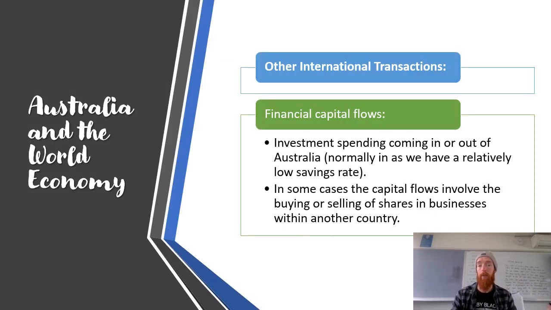We have financial capital flows. So we've got investment spending which comes into or out of Australia. Normally in, as we have a relatively low savings rate in Australia, which means that we have a lot more debt than we have savings in our accounts, and therefore we're usually reliant on foreign investors investing in businesses in Australia to increase our capacity. And in some cases, the capital flows involve the buying and selling of shares in businesses within another country. So we might be buying the shares in businesses overseas, or overseas investors may be buying shares in Australian businesses.